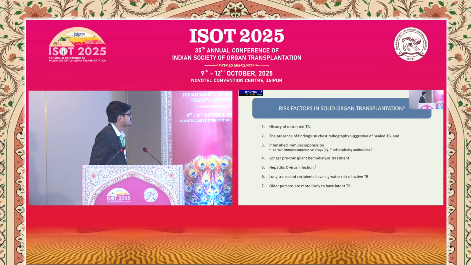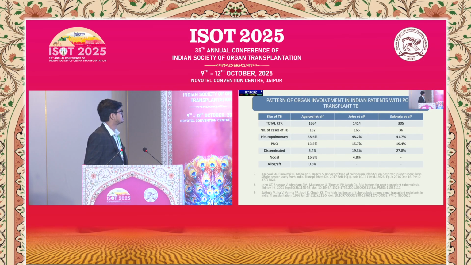These are the common risk factors in solid organ transplantation. The first and most common is a history of untreated tuberculosis. Presence of chest radiograph findings suggestive of healed tuberculosis. Commonly used T cell depleting antibodies also increase the risk of tuberculosis. Longer hemodialysis vintage in renal transplant patients. Hepatitis C virus infection also increases the risk. Among organ transplants, the lung transplant recipient has the greatest risk of active tuberculosis. And older patients, as we all know, are at highest risk of tuberculosis.